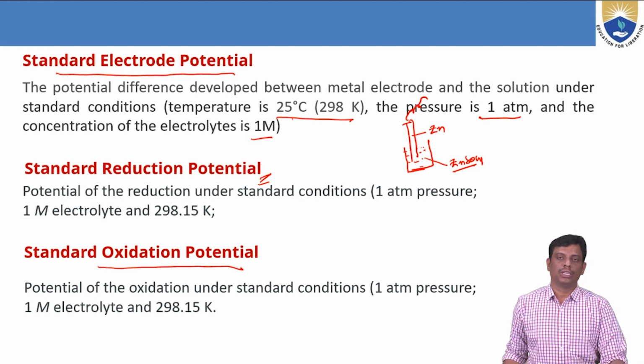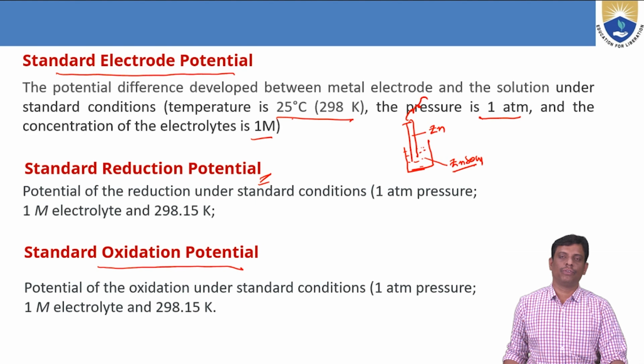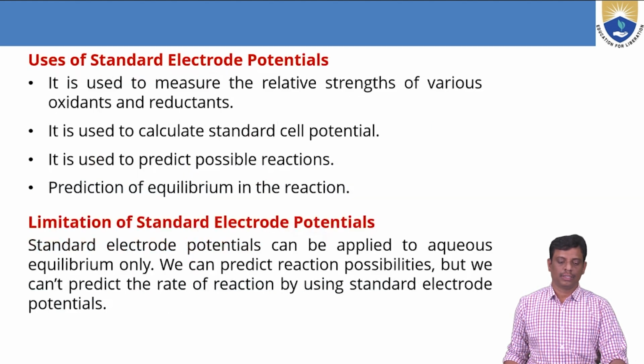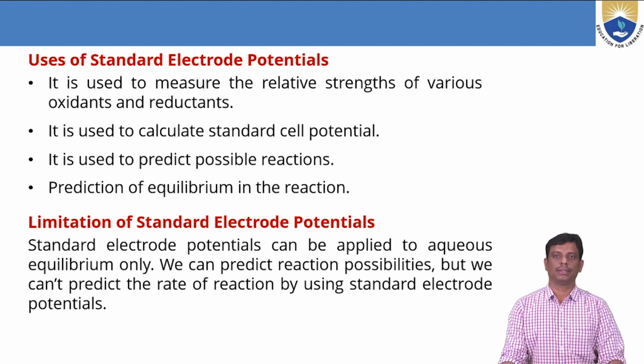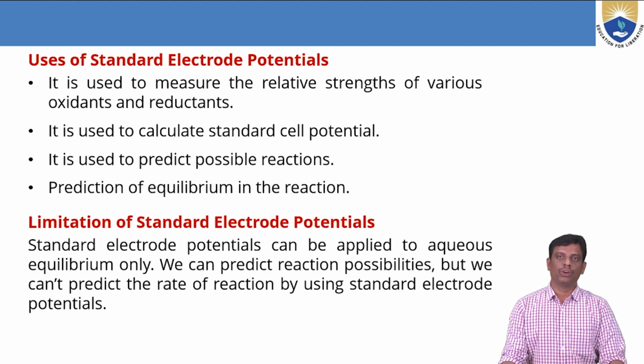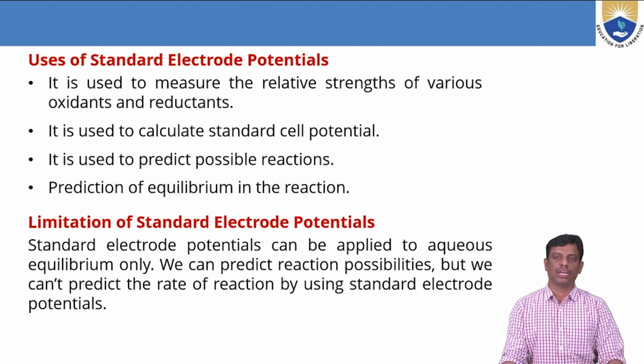So the oxidation potential and the reduction potential, under standard conditions, give a cell potential of the voltaic cell of 1.10 volts. And what is the advantage of standard electrode potentials? Why do we need to measure the potentials at standard conditions?